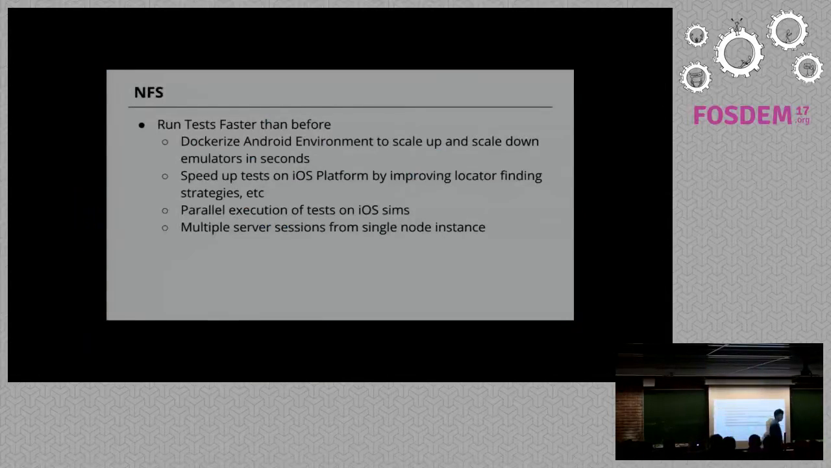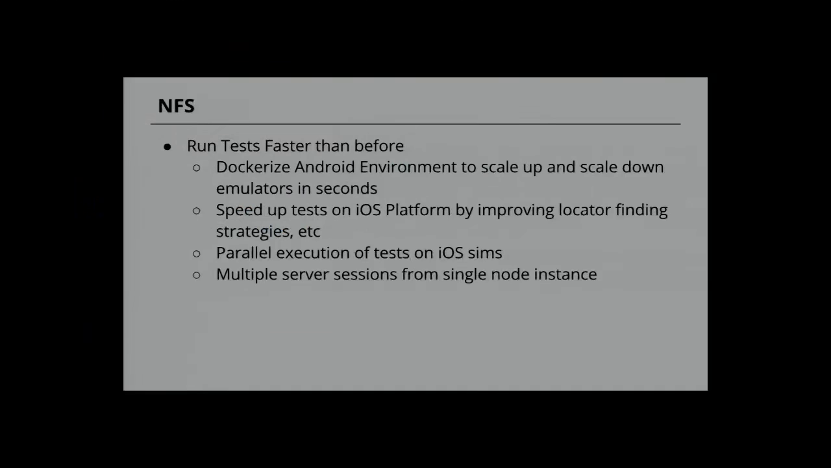So these are the ideas. Run your tests faster than before using a parallel strategy. Run your tests in parallel. Speed up your tests on the iOS platform, especially. To boot up the iOS simulator, it takes at least 2-3 minutes, whereas our entire automation suite needs to be run in less than 2 minutes. So speed up the tests on iOS by improving the locator strategies. Rather than using XPath, use iOS predicates or UI Automator, those locator strategies.